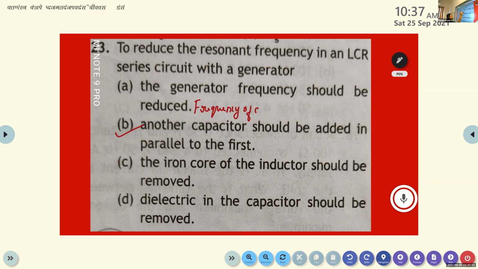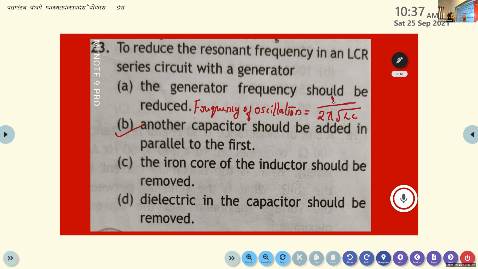Frequency of oscillation in an LCR circuit or LC oscillation. What is the equation for frequency of oscillation? 1 by 2 pi root LC. 1 by 2 pi into root LC.